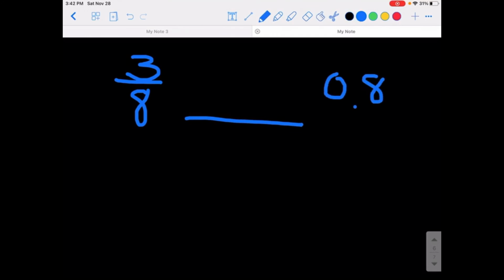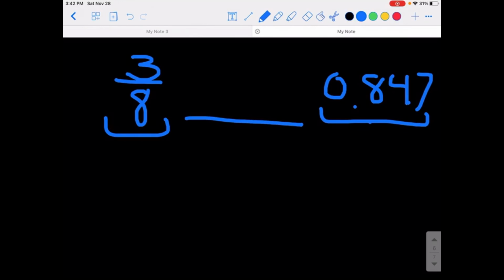Now let's do 3 over 8 and 0.847. Right away, you can't really start comparing because they're in different forms. One is a decimal, one is a fraction. So what you probably would want to do is, if you remember back in the converting between fractions, decimals, and percents video, and if you have not watched it, I would recommend watching that one. It would help you here.